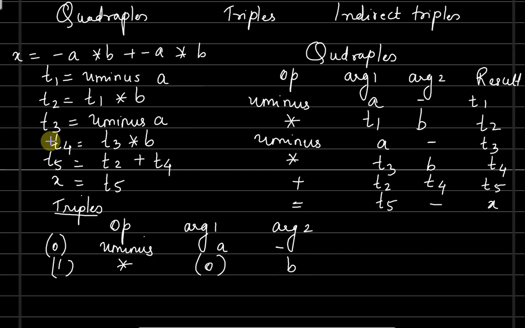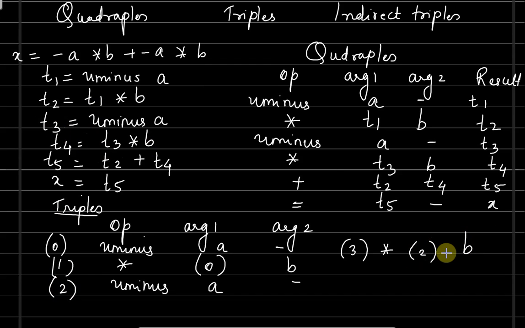Consider the third statement. T3 is equal to U minus A. I'll number this statement as 2. Operator is U minus. Argument 1 is A and argument 2 is dash. Then 3. Next statement is T4 is equal to T3 into B. So operator is star. Argument 1 is T3. T3 is computed at which point? It's over here, right? And what is the reference? 2. So argument 1 is 2 and argument 2 is B.